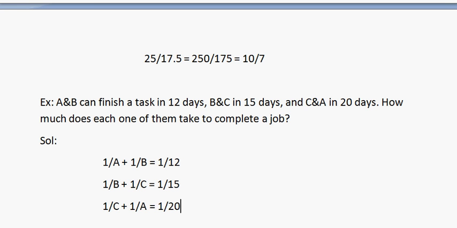So we have three equations, three variables. Just solve these three variables. So subtract this and this, you would get 1 by A minus 1 by C is equal to 1 by 12 minus 1 by 15, right? And add that to this, you would get 1 by A. And thus you would get A, and once you get A, you can find B and C respectively, right? So this was a simple question of linear equations, right?